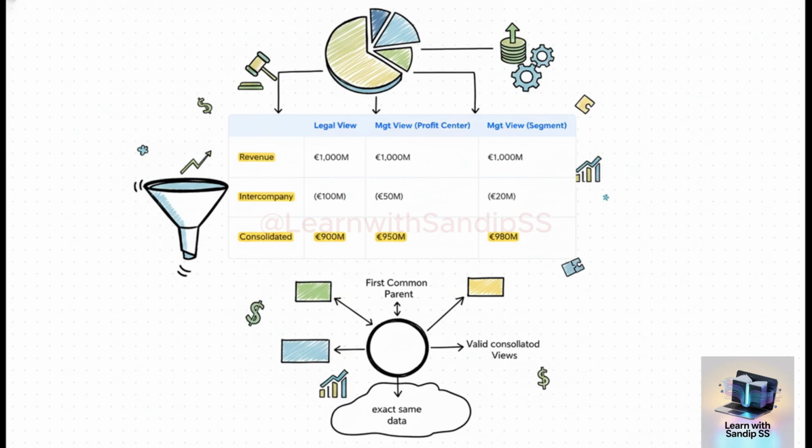Take a look. See how the total revenue, that 1000M, is the same in every column? But, and here's the magic, depending on how you're slicing the pie, by legal entity, by profit center, or by business segment, the amount of internal business that gets eliminated is different. It's this incredibly sophisticated process that knows exactly where in the company hierarchy to make the right eliminations, giving you different, but equally true, views of the business.